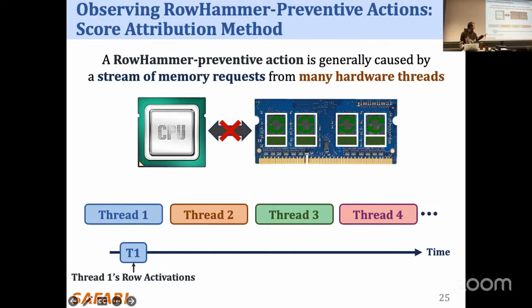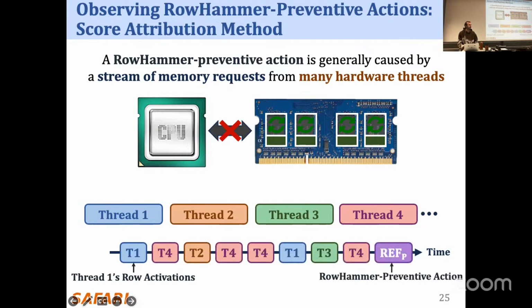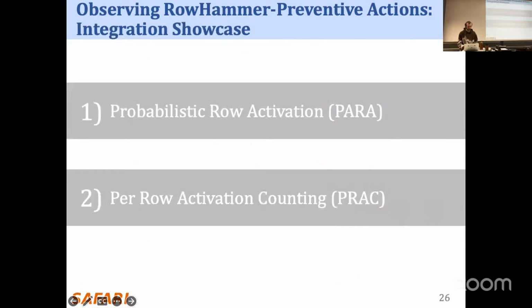On the bottom, I show an execution timeline where multiple accesses from different threads result in a RowHammer preventive action. When a RowHammer preventive action is triggered, BreakHammer partially attributes each hardware thread a score that is proportional to the number of activations they have performed for the given action. I will demonstrate how we can pair BreakHammer with two existing solutions.